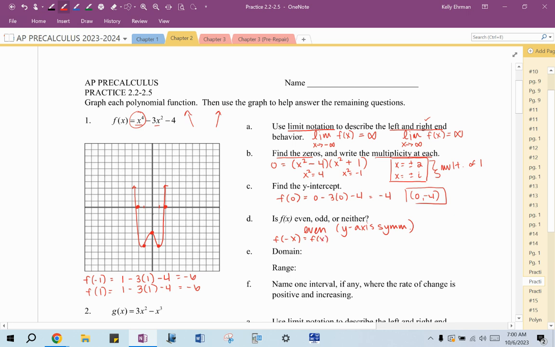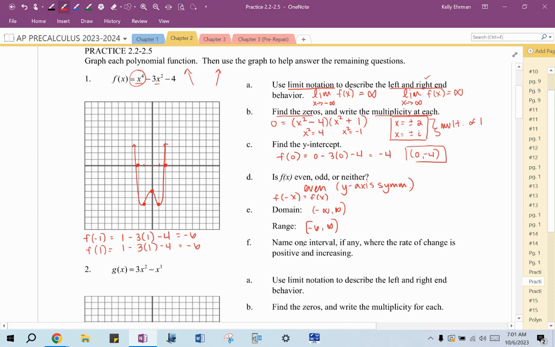Domain and range, again, use the graph to help you. This is a polynomial function, so domain is all reals. The range, we have a bottom to a top, so negative 6 to infinity.